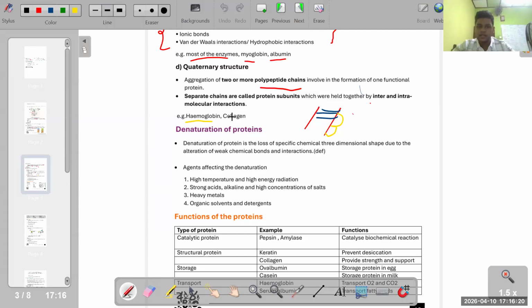Here they are saying what the effects are that can change or alter protein. Denaturation of protein, let's see, the definition itself says the actual idea. Denaturation of protein is the loss of specific chemical three-dimensional shape due to the alteration of weak chemical bonds and interactions. So it alters the three-dimensional shape and nature of the protein. Is that clear? Why? Because of the alteration in weak chemical bonds.